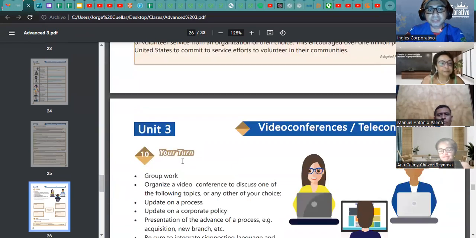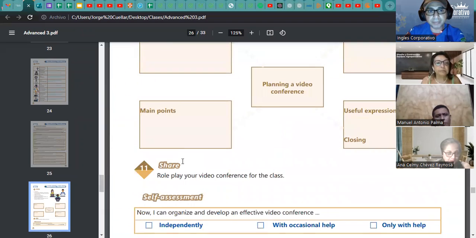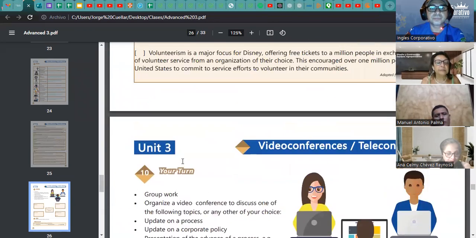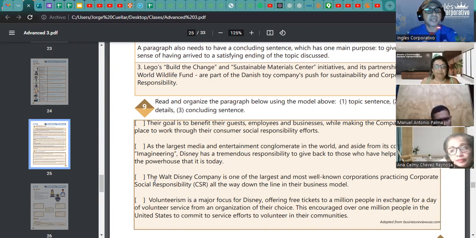Good, good. So let me just check. I'm sorry, in conclusion, what is the order? It's going to be like that. The last one is going to be their goal is to benefit their guests. That will be it. Yeah. The other one, the number two, could be either or. It's not important which order. And the first one definitely is the Walt Disney Company.